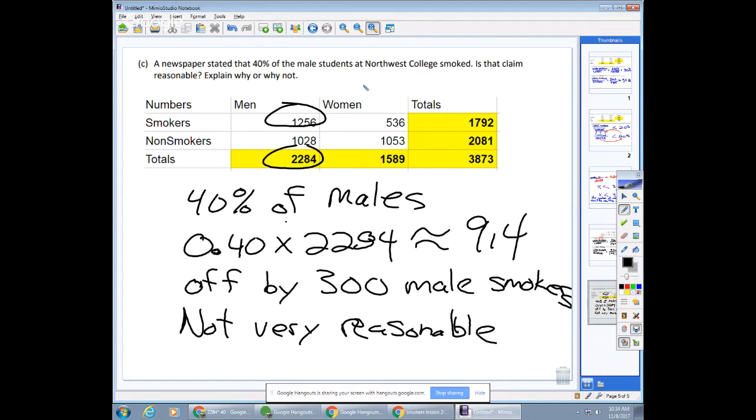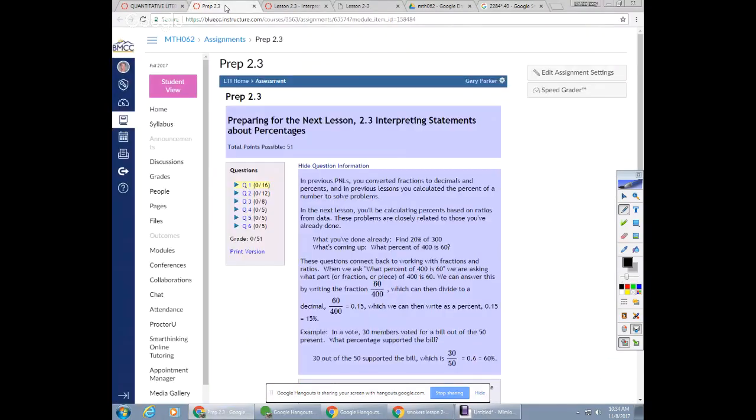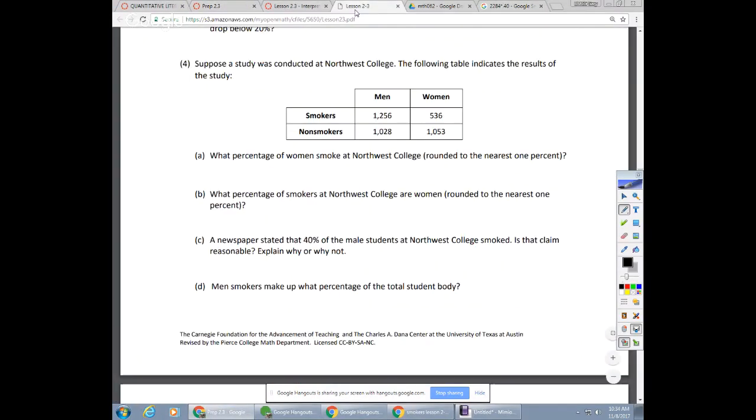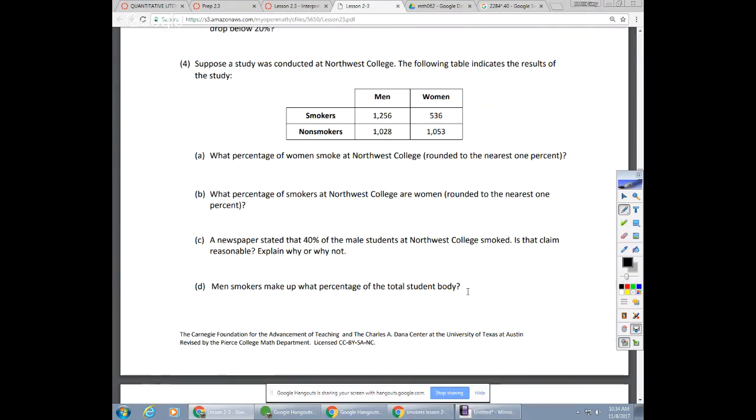All right. So let's see, what else can we get out of that? Let's see what's next. Here we go. There it is. All right. Men smokers make up what percent of the total student body? What's the denominator there?